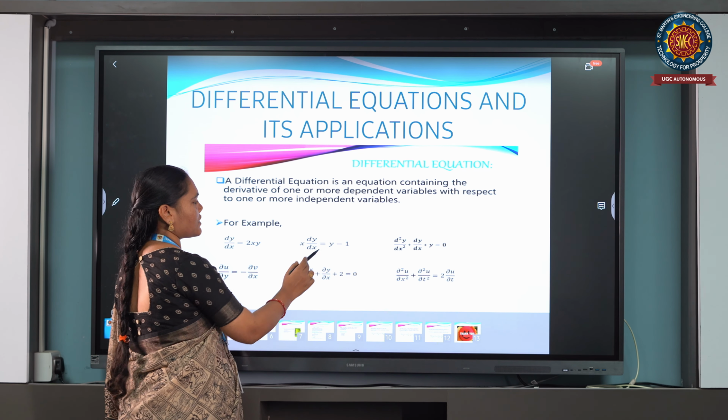Next we have to discuss some applications of differential equations. Modeling with first order equations, Newton's law of cooling and electrical circuits. Next, modeling free mechanical oscillations: no damping, light damping, heavy damping, and modeling forced mechanical oscillations, and computer exercises or activities. Let us discuss one by one.